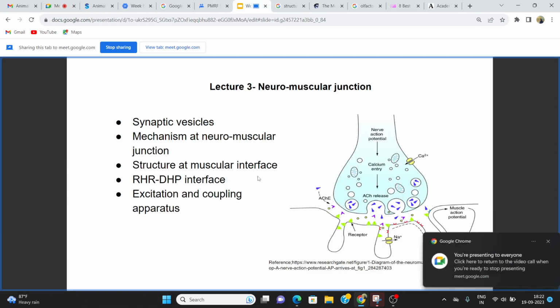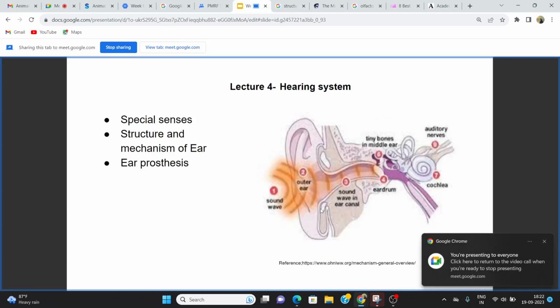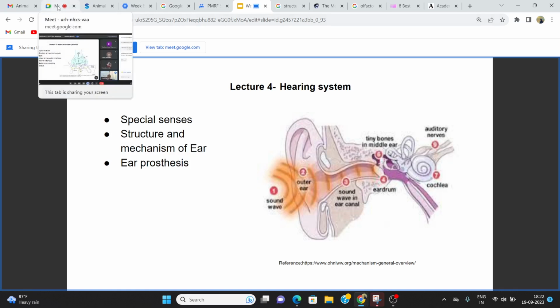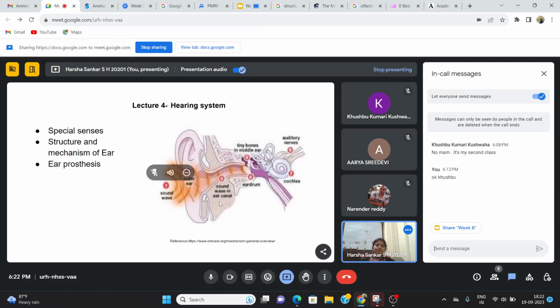Then the fourth lecture was mainly regarding the hearing system, right? We have different types of senses that were also told in the general introduction of that class. What are the special senses? Can anyone tell me what the special senses are? What all senses do we have? One is hearing. The other is the eye, which works for what kind of sense? Light. Yeah, light.